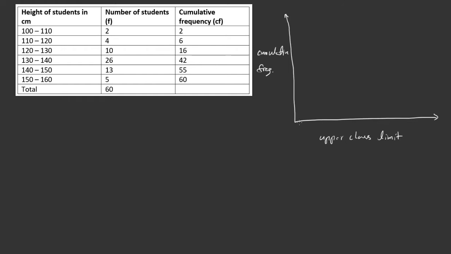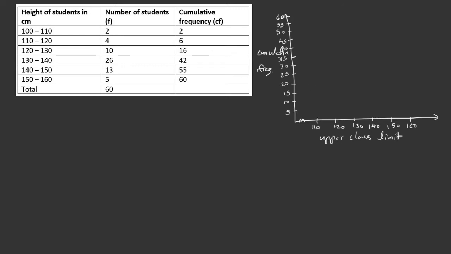Let us draw the graph for our example. The first value is 110, second is 120, like that. This value must be ranged from 2 to 60. Therefore, I had to choose a convenient scale. Now marking cumulative frequencies corresponding to upper class limits.